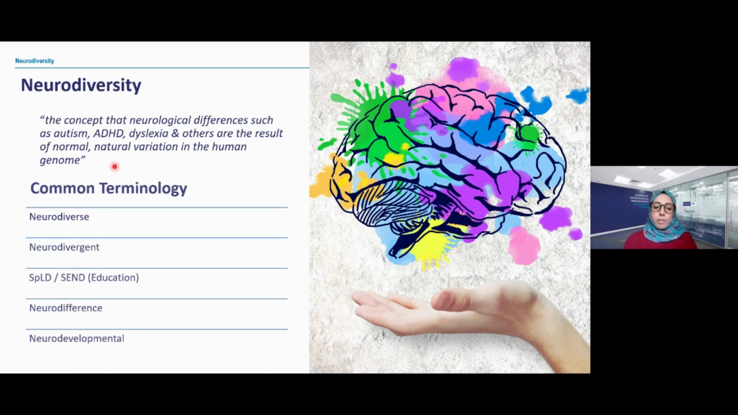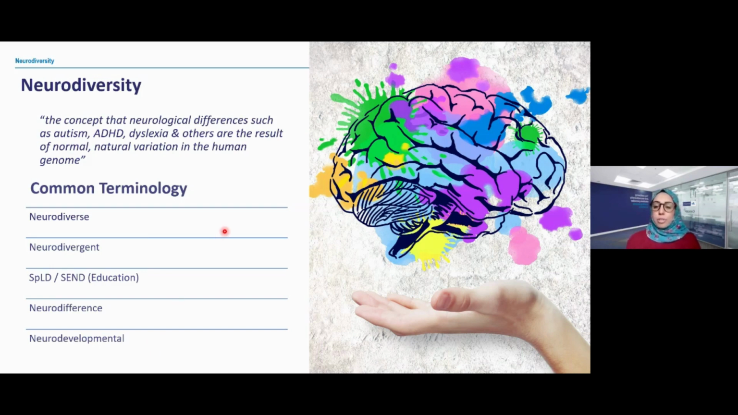Now, some of the terminology you may hear includes neurodiverse, neurodivergent, specific learning differences, or special educational needs and disabilities. And these are the terms that tend to be used in education. There's also neurodevelopmental or neurotypical, and that would refer to somebody that does not have any neurodivergent conditions.